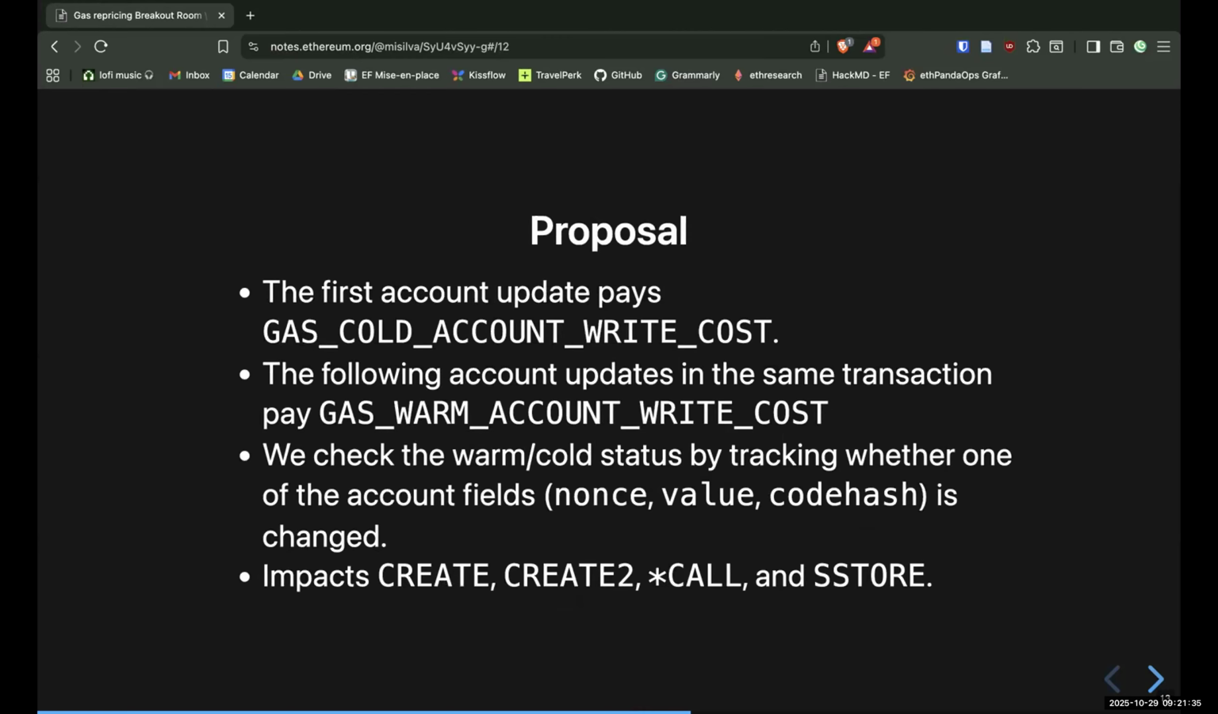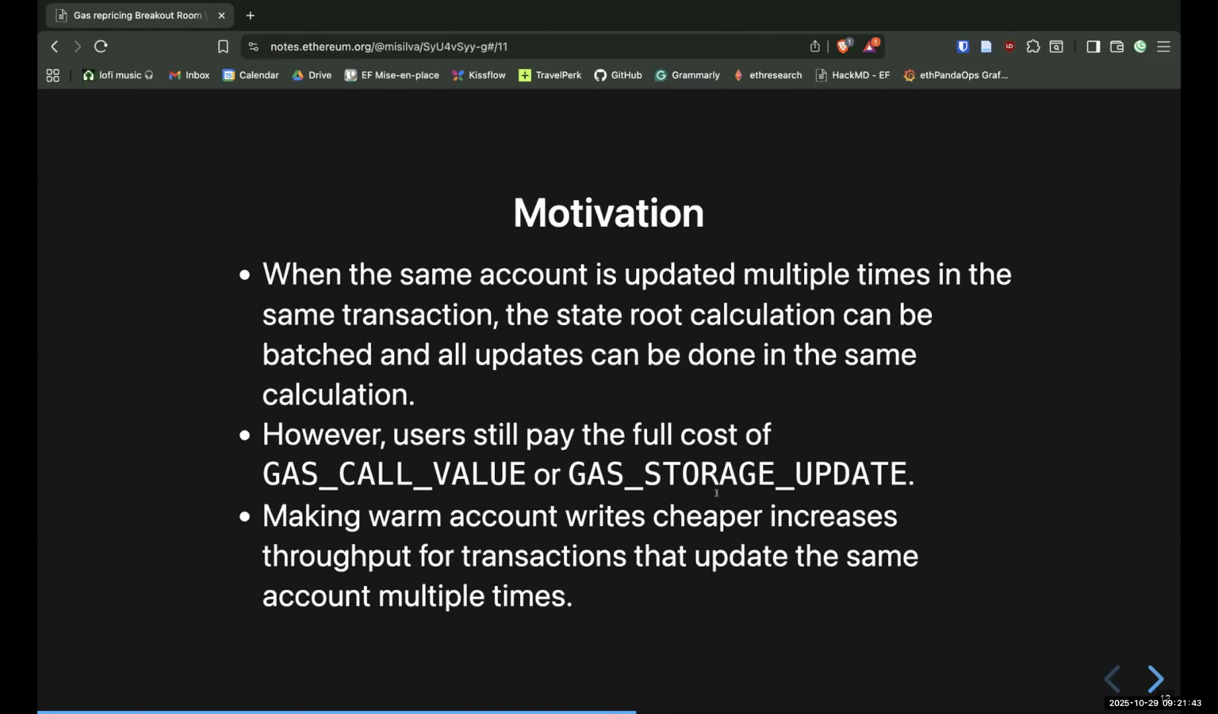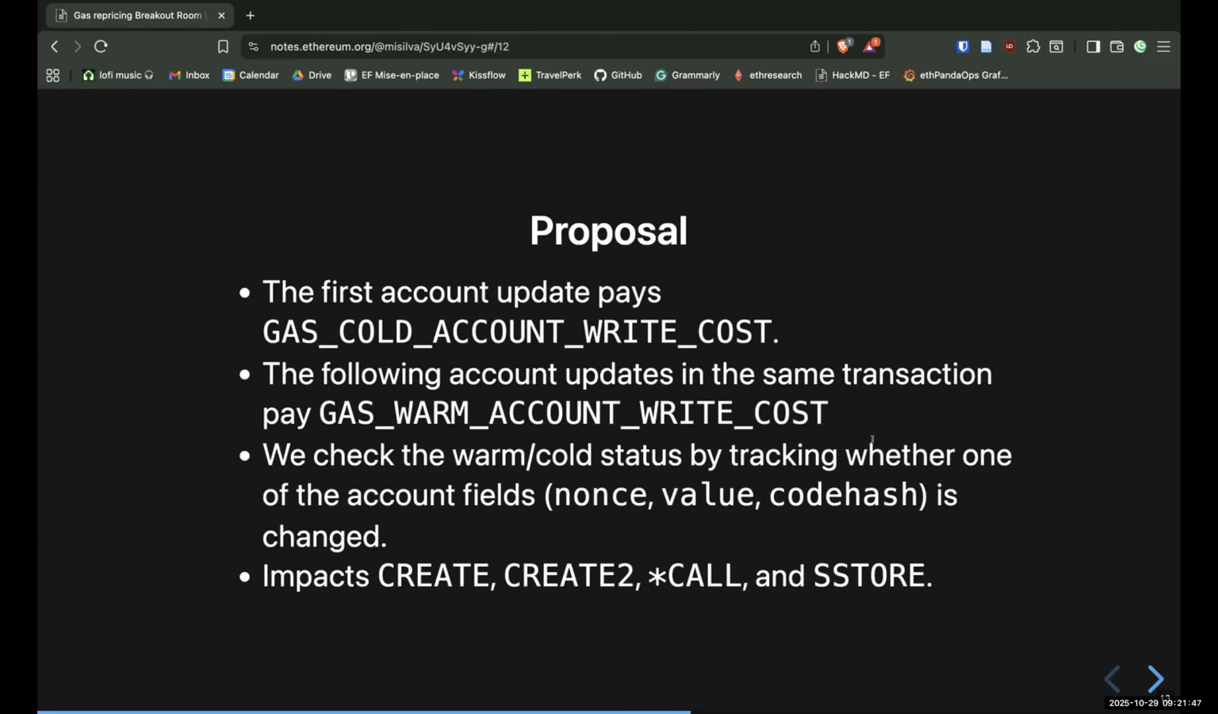And the proposal is simple. We will replace the gas call value and gas storage update with 2 new parameters: gas cold account write and gas warm account write. The first account update pays the cold cost, while any following account updates pay the warm cost. We need to check whether the account is warm or cold, and for that we need to track whether any of the account fields were changed since the transaction started. This repricing would impact CREATE2, the CALL opcodes, and SSTORE. So this is really short.